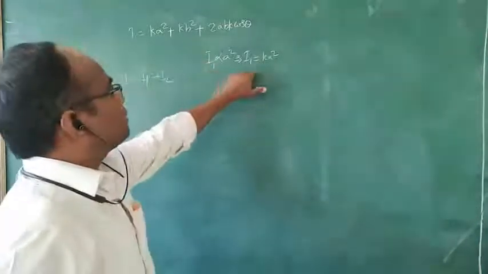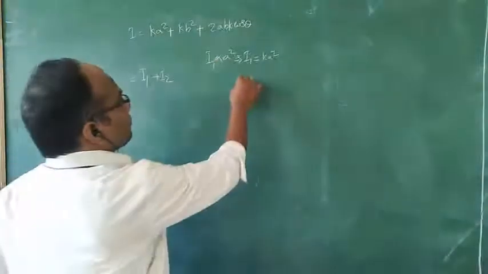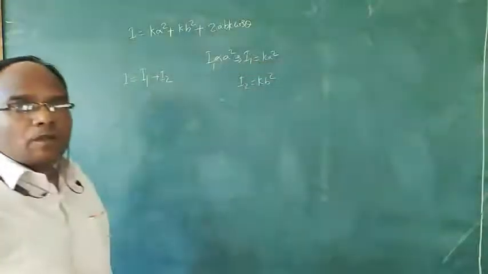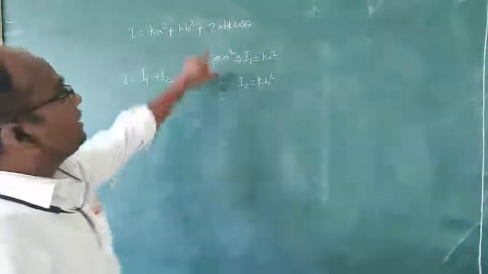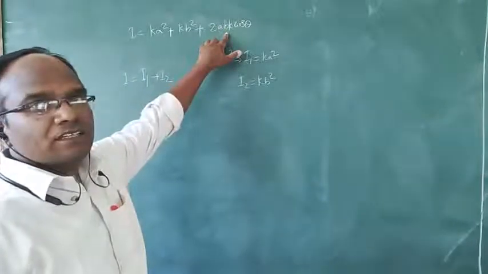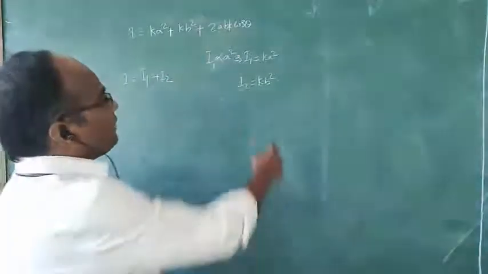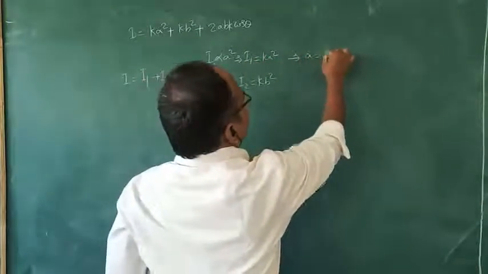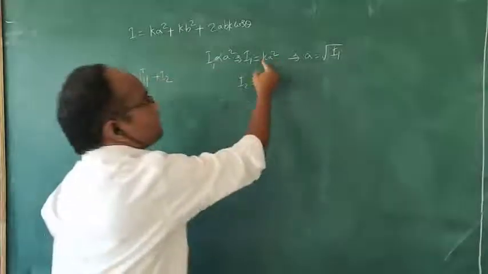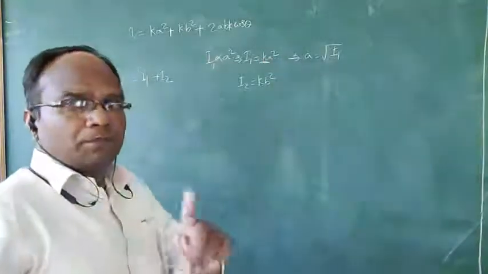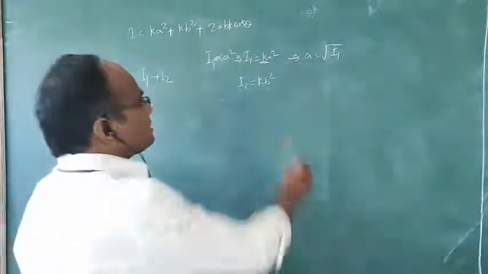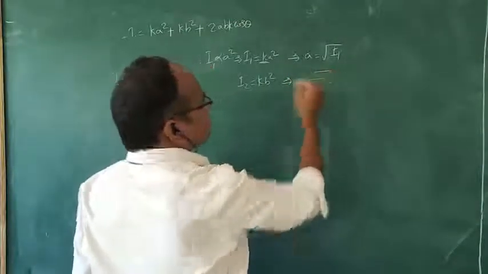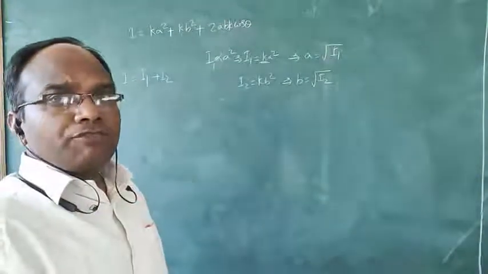I1 is equal to Ka square. I2 is equal to what? Kb square. Right. Now here, what is there? AB is there. So if I take this one, what should I write from here? A is equal to root of I1. K is a constant, nothing but you can assume it as 1. In the same way, B is equal to root of I2.